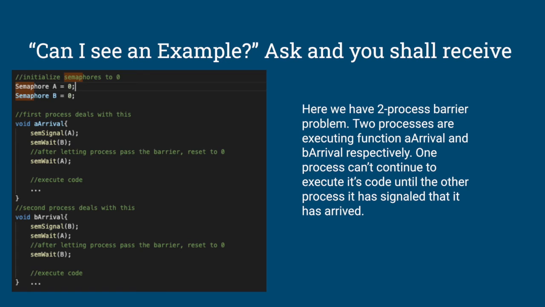The same thing goes for B arrival. We signal B that it has arrived, incrementing semaphore B to 1, and we must wait until A's value is equal to 1, or the resource becomes available. Once it does, we can pass the barrier.